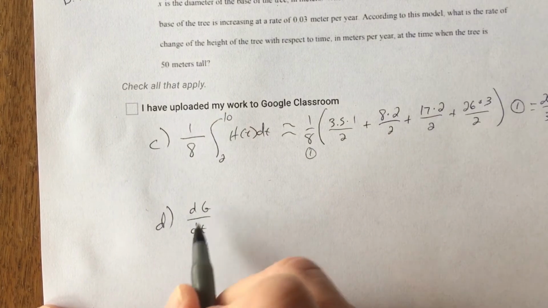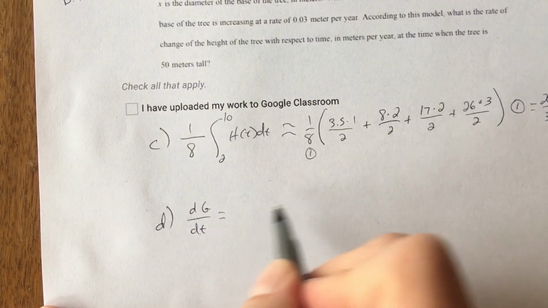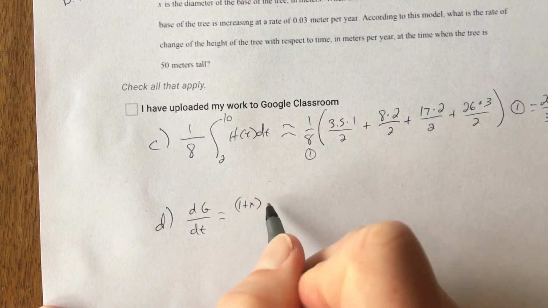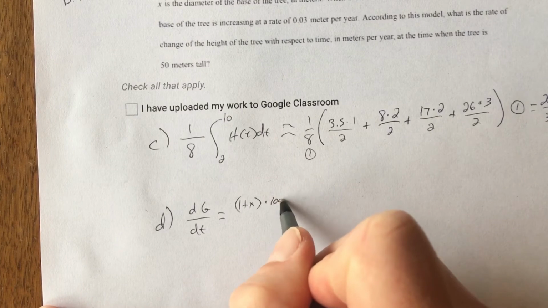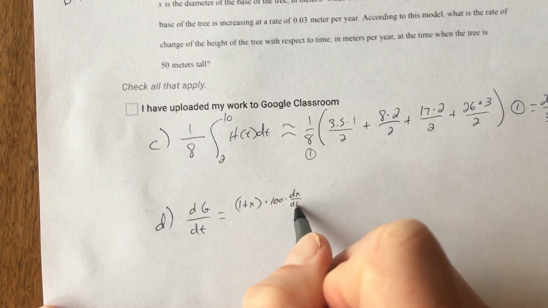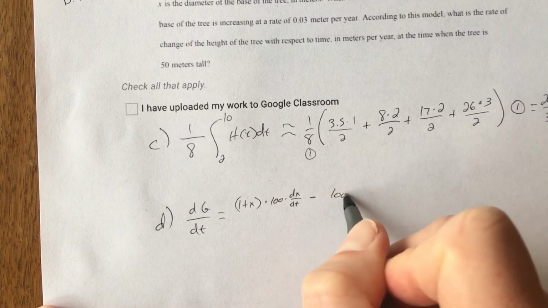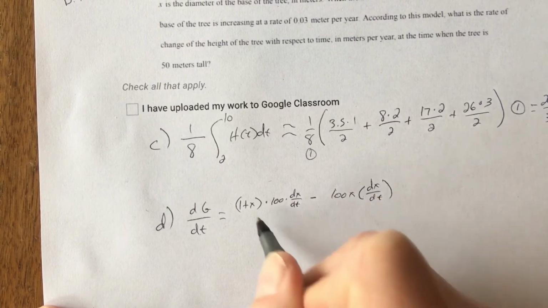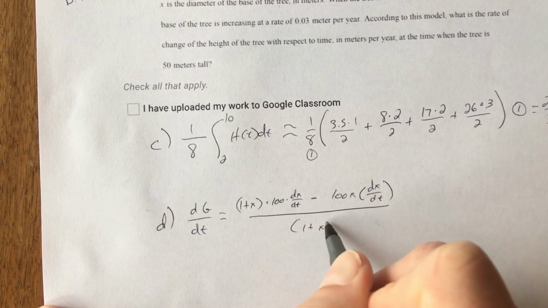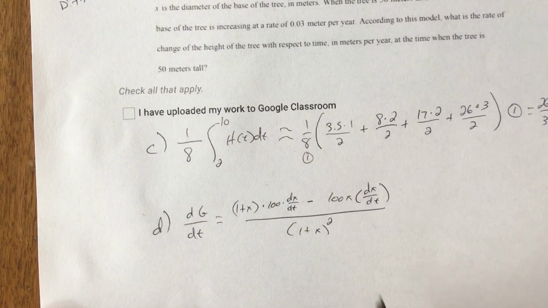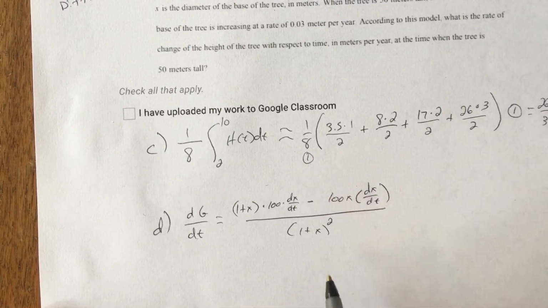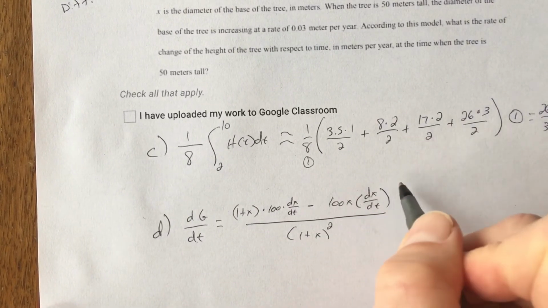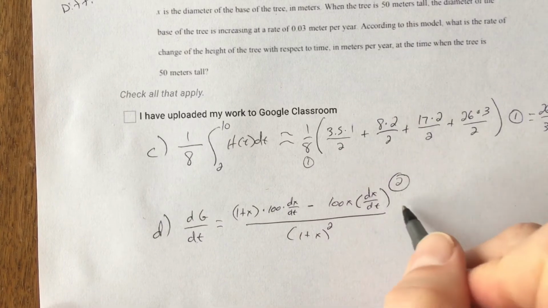The change in height over change in time is, and we have to use the quotient rule. So we're going to go (1 plus x) times the derivative of the top, which is 100 times dx/dt, minus 100x times the derivative of the bottom, dx/dt, over the bottom squared. Okay, so that gives us our derivative, and that was worth 2 points. So doing the quotient rule correctly for this got you 2 of those points.